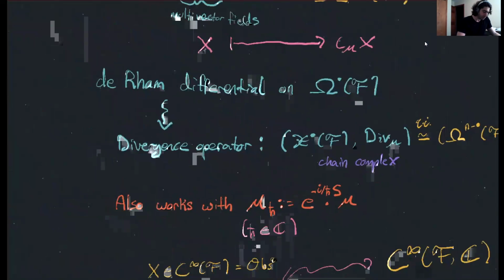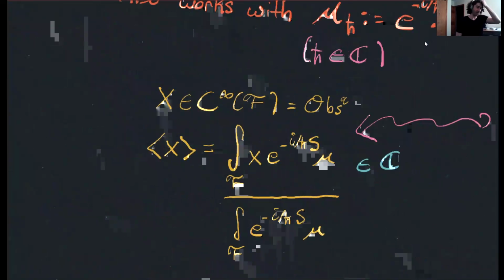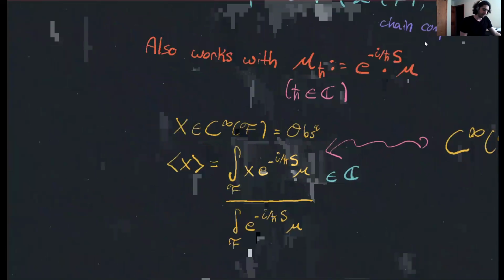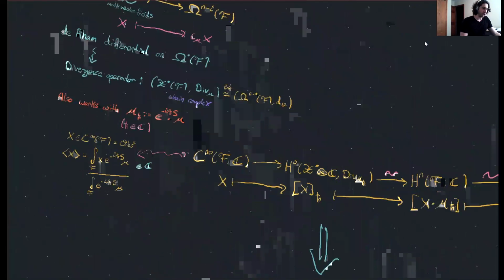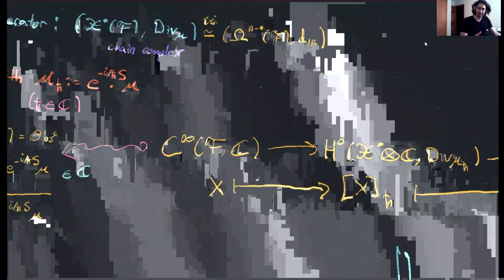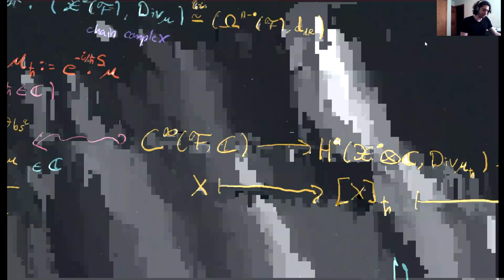So now let's look at what the expectation value is. You want to look at this integral divided by the integral of just the volume form weighted by the exponentiation of the action functional. Okay, so let's follow through a series of isomorphisms to get that number out. We can start with smooth functions to the complex numbers, and that's H0 of the differential forms.